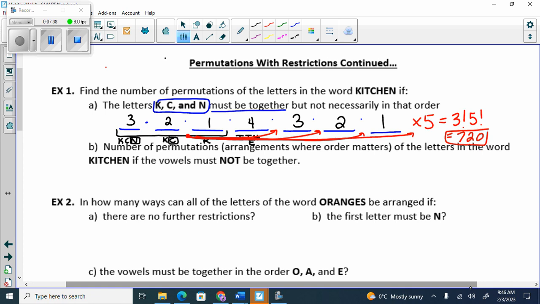B is a tricky one. It's the one that I always star that everyone forgets how to do. It's when things can't be together.